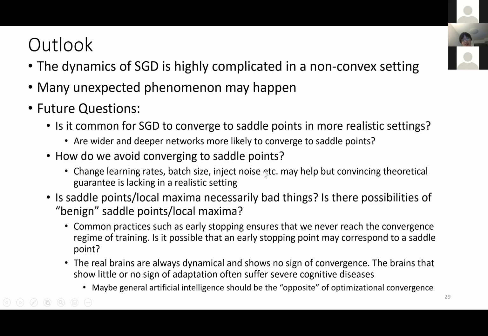Also, it's my personal thinking, the real brains are always dynamical and show no sign of convergence. The brains that show little or no sign of adaptation often suffer severe cognitive diseases. So maybe general artificial intelligence should be the opposite of optimizational convergence. But it's just my humble opinion.